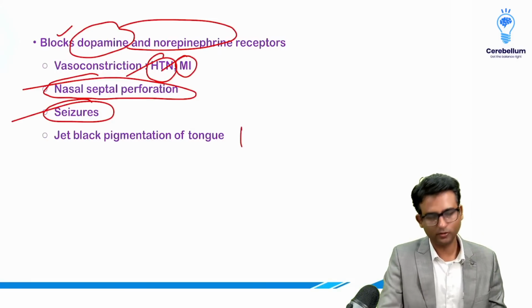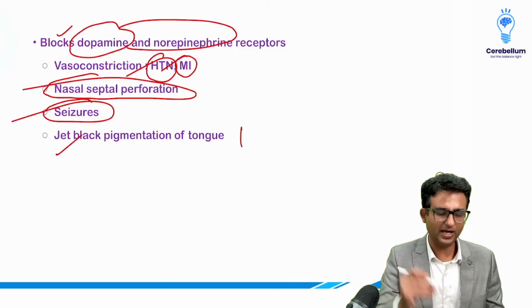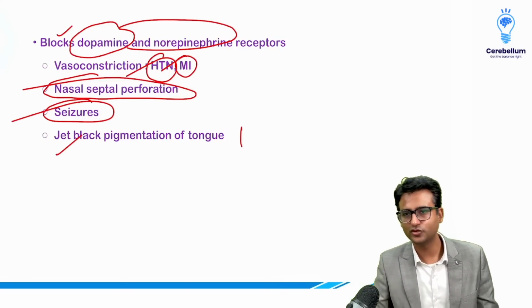And an age-old MCQ: smoking cocaine can cause jet black pigmentation of the tongue. Okay?